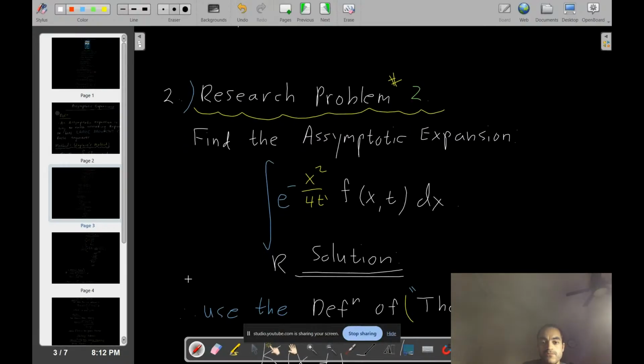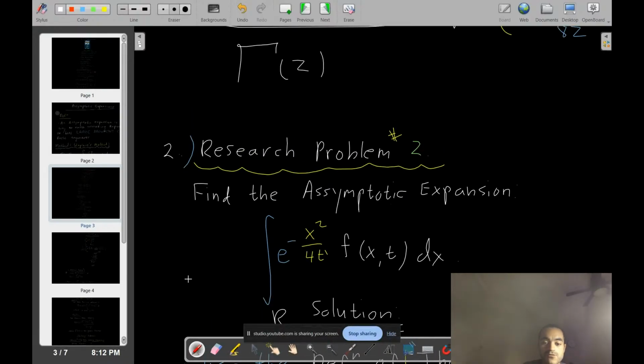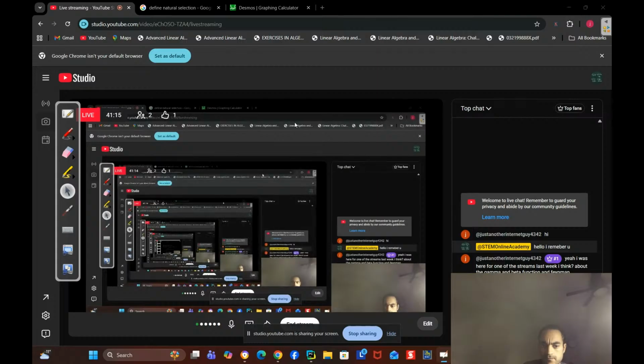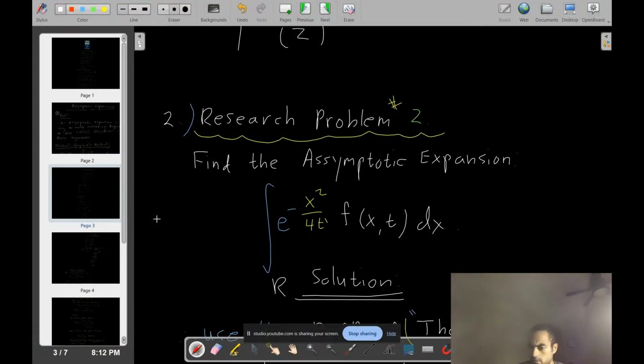So number 2, it was this problem. It was finding the asymptotic expansion of this integral. Let me see if anyone's coming in. Okay, nobody else yet. So we're going to look at finding the asymptotic expansion of this integral here. The integral over R of e to the negative x squared over 4t times f as a function of x and t dx. And it's over the reals.